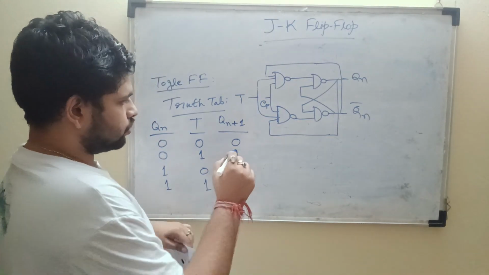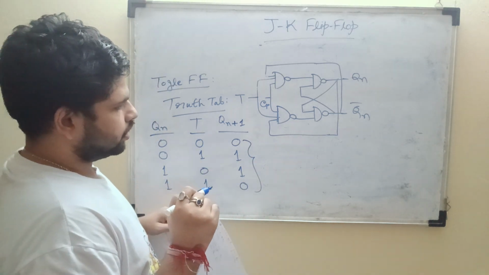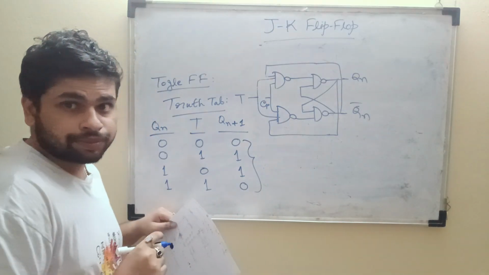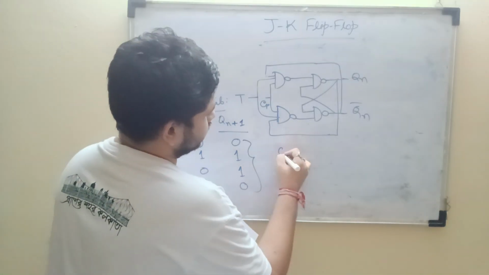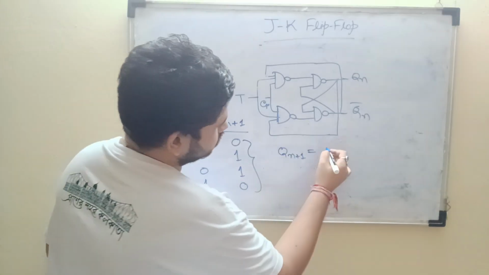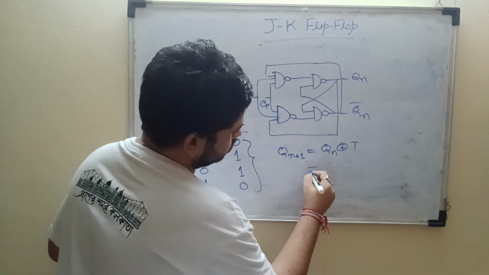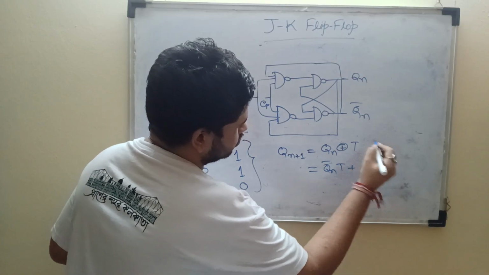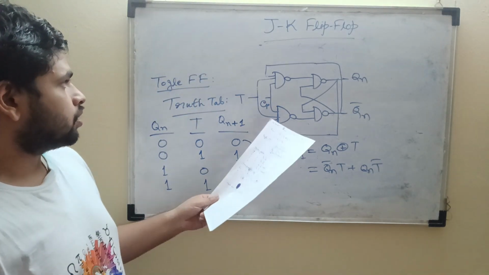So can you say what will be the logic gate to get this kind of output? This is the XOR gate. So the characteristic equation will be Qn vector sum toggle, which comes as Qn bar T plus Qn T bar. This is the required characteristic equation for the toggle flip-flop.